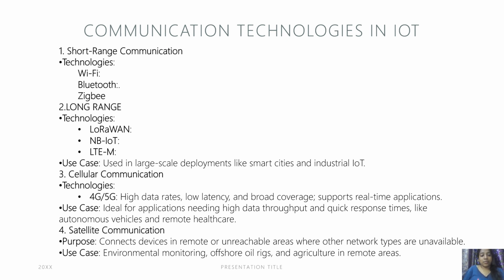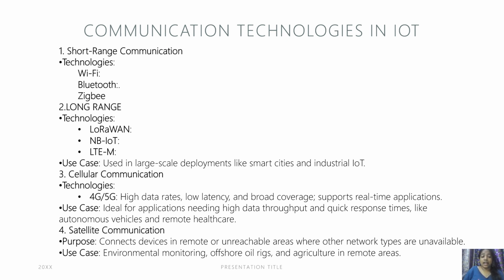And long range communication such as LoRaWAN: long range, low power, ideal for rural areas and wide area IoT networks. NB-IoT, narrowband technology. LTE-M, enhanced LTE for IoT with better mobility and voice capability, such as Airtel LTE, are examples. Cellular communications are 4G, 5G, 3G. It consists of high data rates and low latency. It is ideal for applications with high data throughput and quick responses.